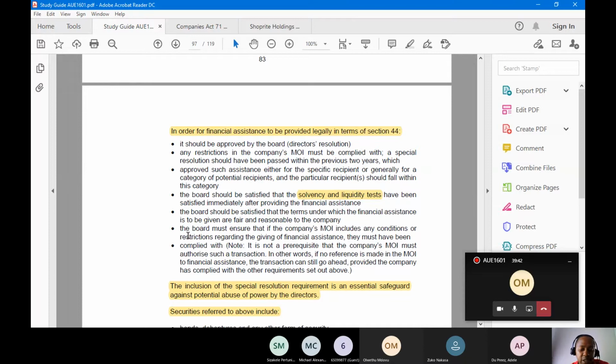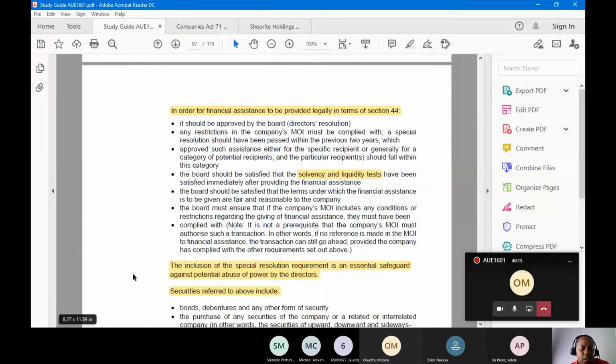Another restriction could be regarding the shares: the director is not allowed to sell those shares to any person. This could be regardless of whether they are fully paid or the director is still paying back the financial assistance that he got from the company. So all those must be included in the memorandum of incorporation. If not, the transaction can still go ahead, provided that all the other requirements that are read above are satisfied.